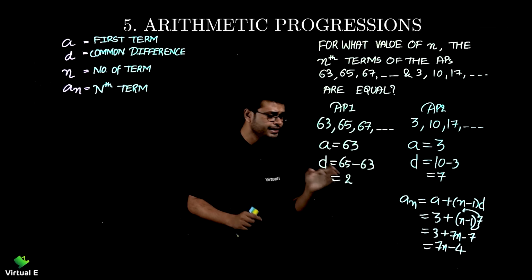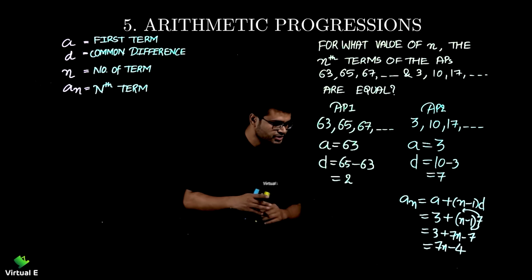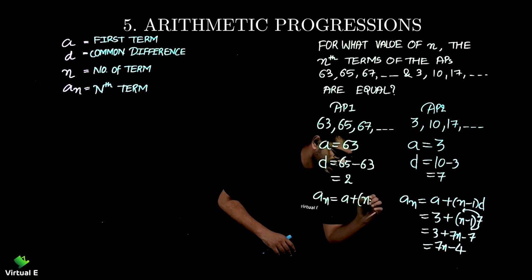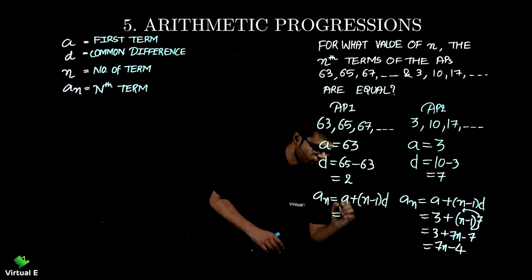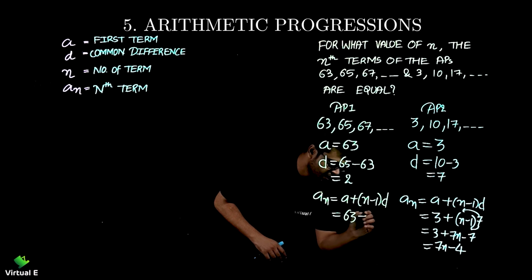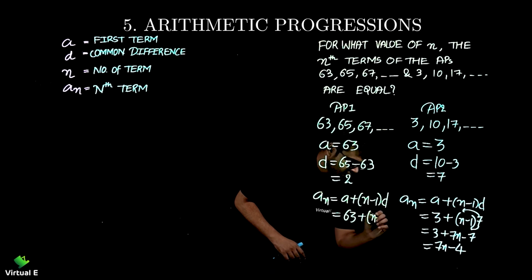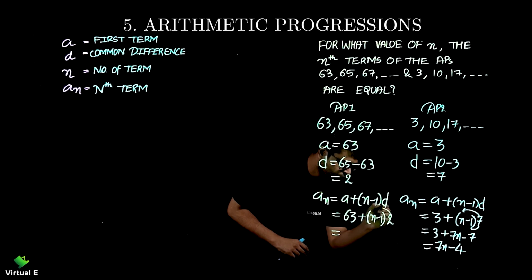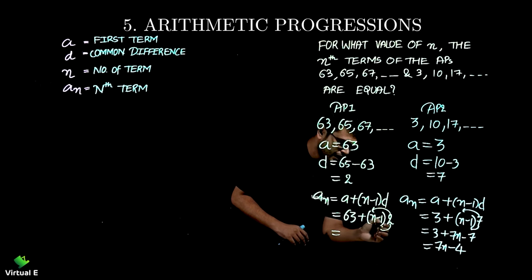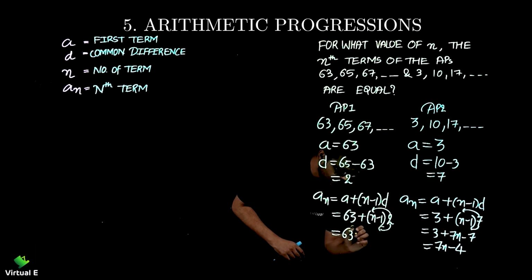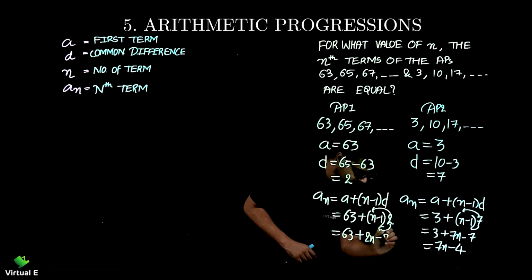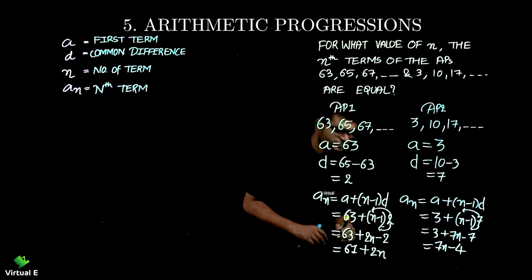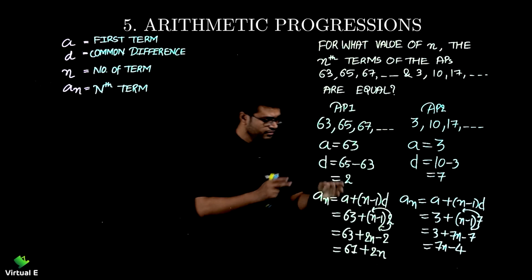Now we are going to get the nth term for AP1. Let's do it. So an is equal to a plus n minus 1 into d. Value of a is 63, n minus 1 as it is, and value of d is 2. So 2 I will be multiplying with n and with minus 1. So 63 plus 2n minus 2, which gives 61 plus 2n. This is the nth term for the first AP.